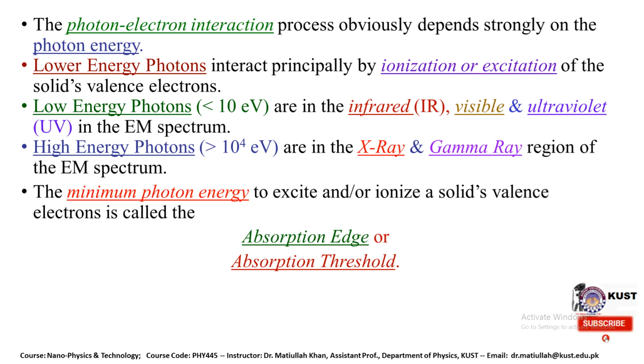So the minimum photon energy to excite or ionize the solid's valence electron is the ionization energy. This minimum amount of energy required for that purpose is called the absorption edge or absorption threshold. There is an absorption threshold for different types of semiconductor material, and it shows the minimum amount of energy that the photon carries to excite or ionize the solid's valence electron and move it towards the conduction band.